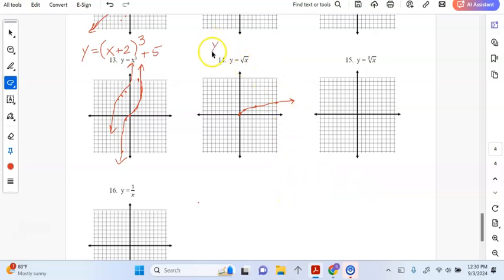And we'll do another translation. Let's see, Allison, what's this represented? What kind of translation? Left 4, down 2, and all of the points on the parent follow suit. You just take each one of them and move them those 2 directions.